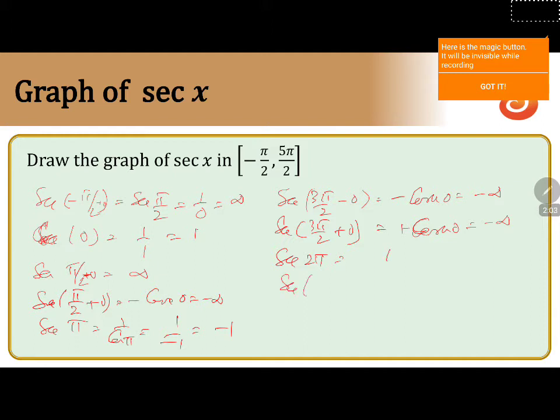Then take secant 5 pi by 2. That is secant of 2 pi plus pi by 2, which is again secant pi by 2. We have seen here that if it is more than 0, so secant pi by 2 minus 0 will be infinity. Secant pi by 2 plus 0 will be minus infinity. Let us write these things in the table.